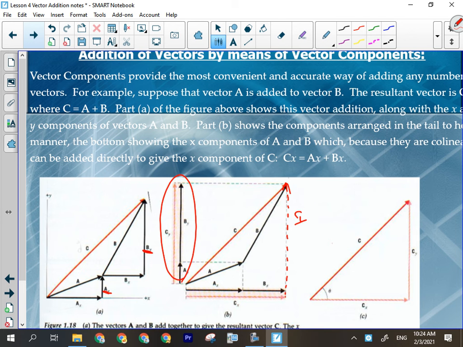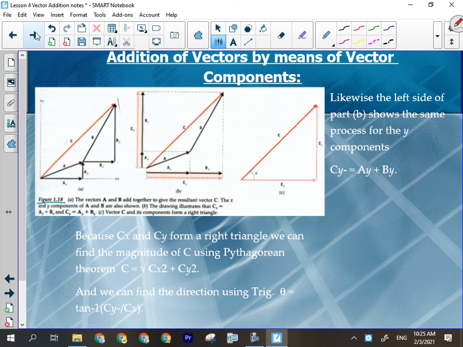Draw the diagram, tail to head. Find all the x's and y's using trigonometry. Add the x's together, add the y's together to get your final triangle. Pythagorean theorem, trig calculation to get the angle, final answer. Always the same steps when you're doing vector addition. And we already talked about that.